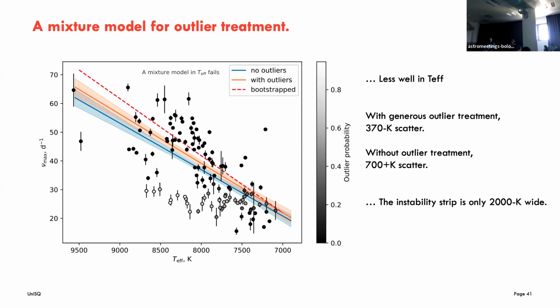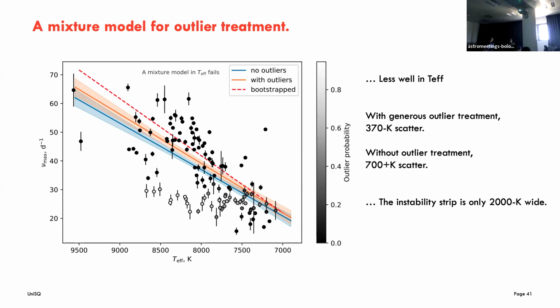The stars are just not in a straight line. They're not in a neat line. And so you can try and cheat a little bit and say, all right, what if I use my outlier probabilities that I've made in color space, and I transport those over to temperature and I fit that instead. So that's what the dashed red line is.